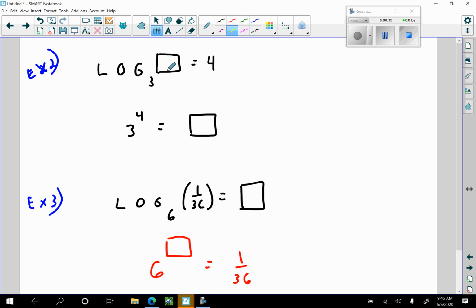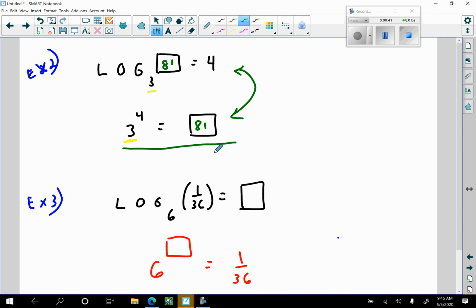Well, here's how you're going to evaluate that. You're going to use the definition. You're going to say, oh, yeah, this is the base. This is the exponent. So 3 to the 4th is, you got it, 81. So log base 3 of 81 is equal to 4. Why? Because 3 to the 4th is 81.